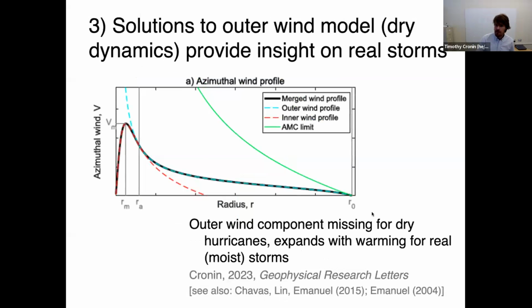And third, I've come up with new analytic solutions to the outer wind model formulated by Emanuel in 2004, which was formulated as a differential equation with no known solution. The possible implications of this can now constrain behavior of different storm variables, radius of maximum wind, the maximum wind speeds, and the outer radius under climate change. This is in a paper in GRL earlier this year.